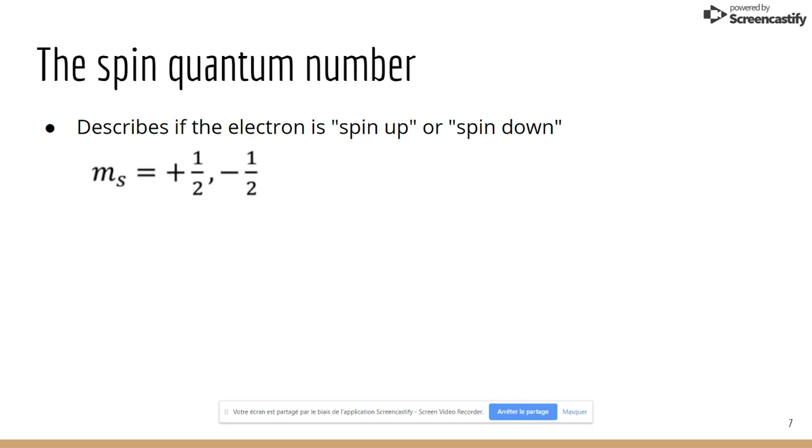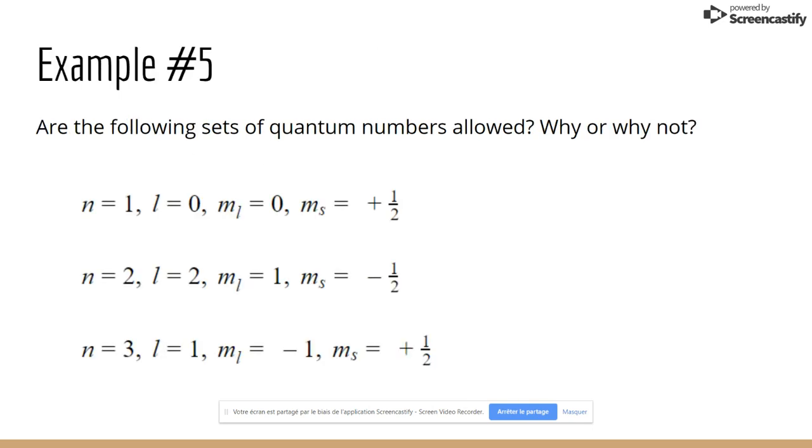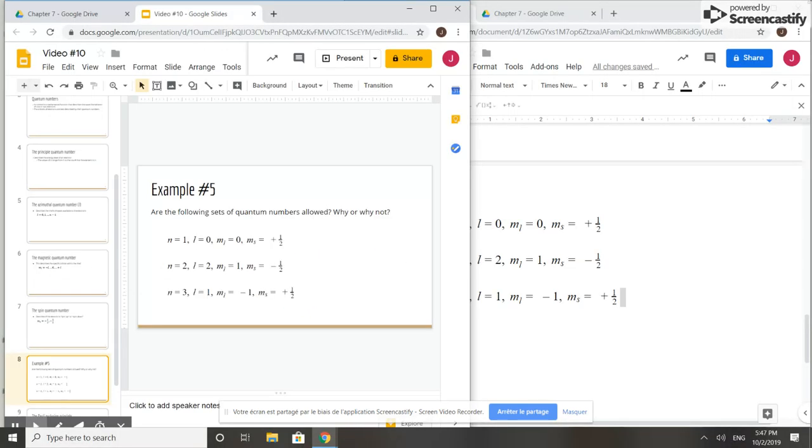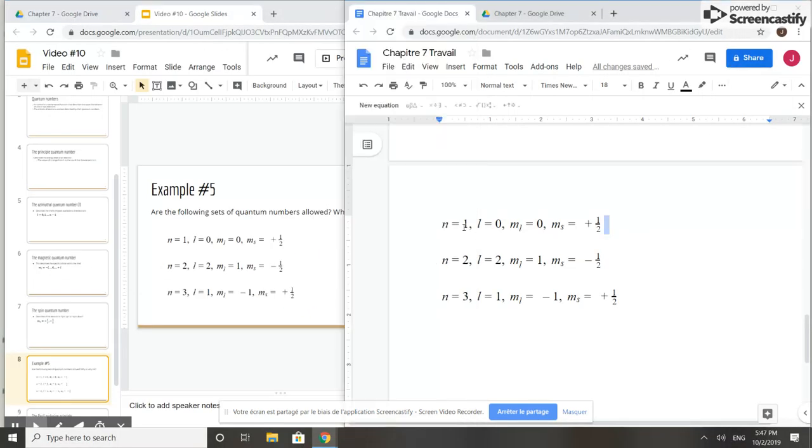The best way to get all this information is to look at examples. I know that it is common to be a little bit confused by it the first time that you see this. Let's take a look at an example. All right, I'll work through this. So n is equal to 1, that is allowed. l is equal to 0, that is allowed because it is less than n, up to n minus 1. m sub l is also allowed. m sub s looks allowed, so this one is permitted.